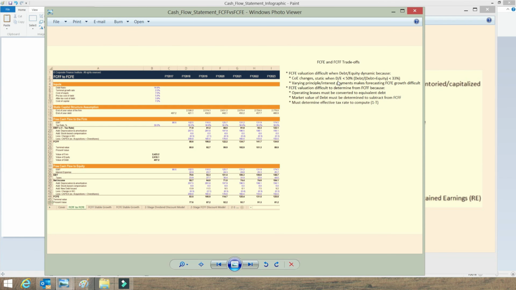So both approaches have some trade-offs, but really as long as you're dealing with a company that has a reasonable debt load, debt to equity less than 50% or debt to total investment less than 33% to equity holders, it is a reasonable approach. Well, now we've been through the different kinds of cash flows and how to calculate them.